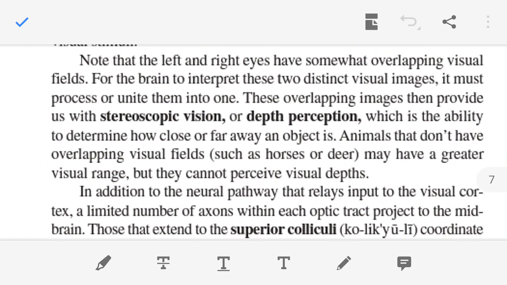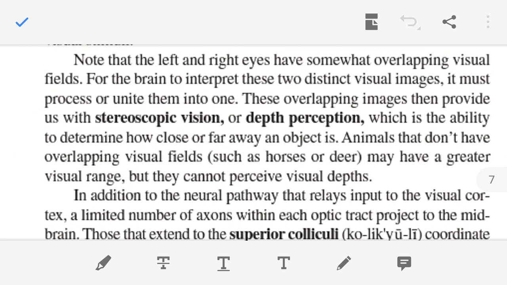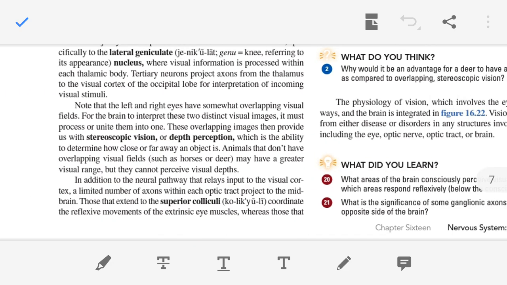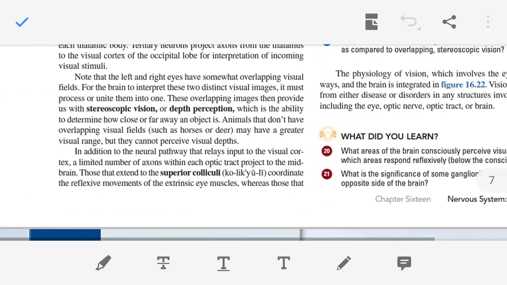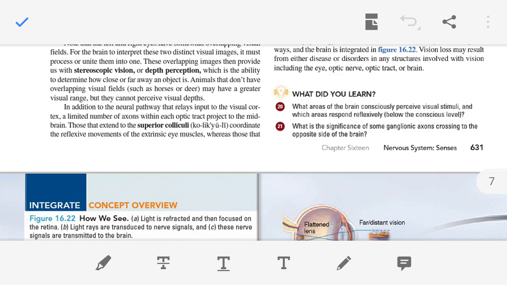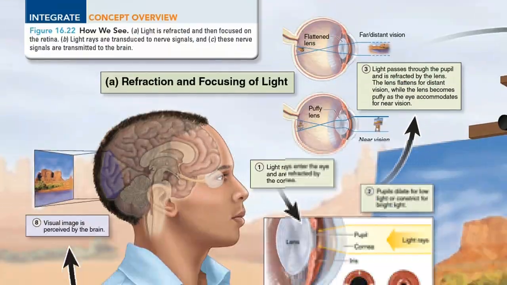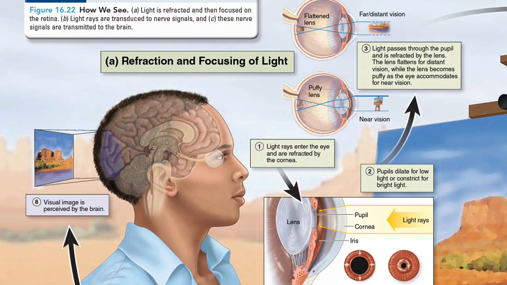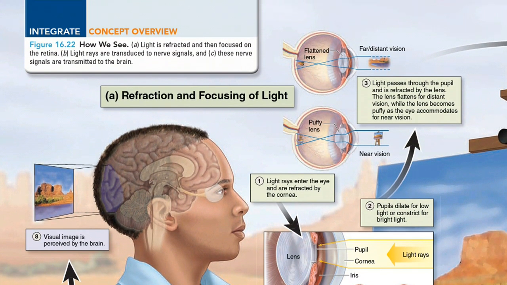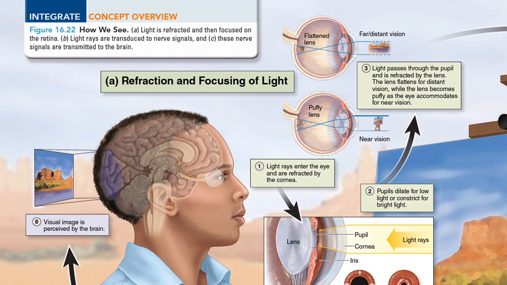So this is about the stereoscopic vision or depth perception of humans. All the theory points we have discussed, and the figures, I would like to show you all the figures. Okay, so you go through the figures.